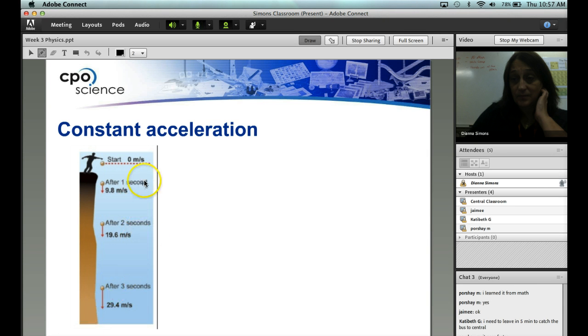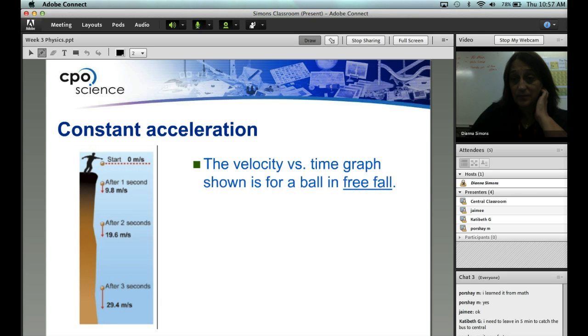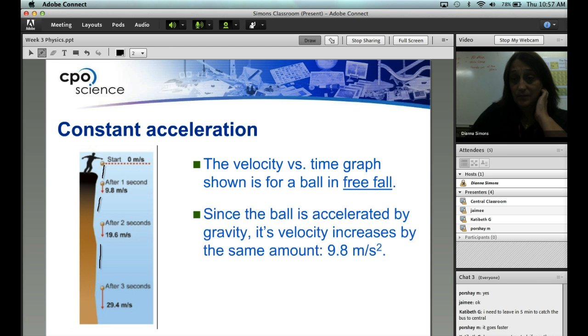So this is a picture of this person dropping the ball like I kind of showed you before. The velocity versus time graph shows this is a ball. This little guy is dropping down this ball, and it's in free fall. The reason that it's in free fall is because he's not throwing it down, he's just letting it fall. He's just dropping it. When you think about it, there's no velocity at the beginning. When you just drop something, it just starts falling.